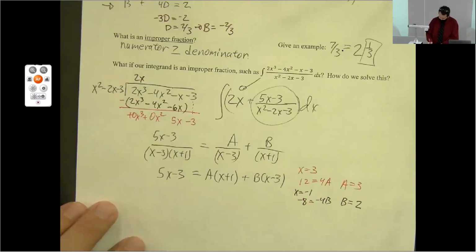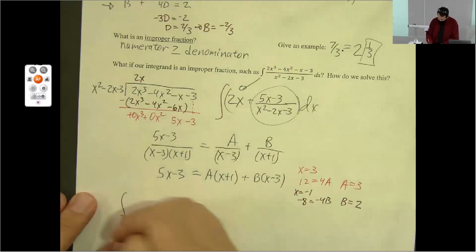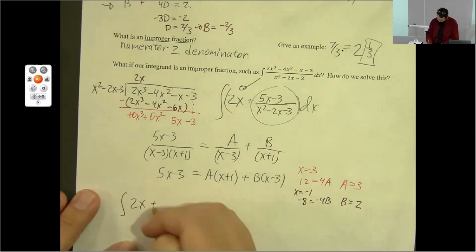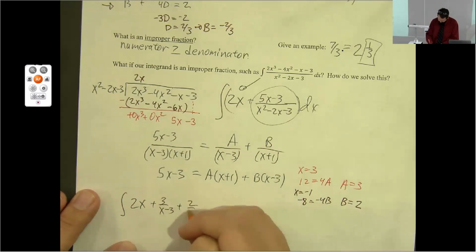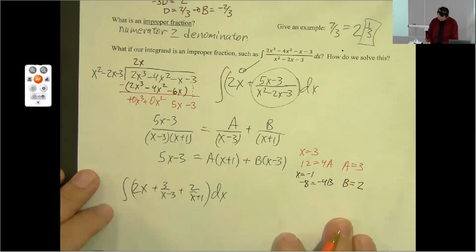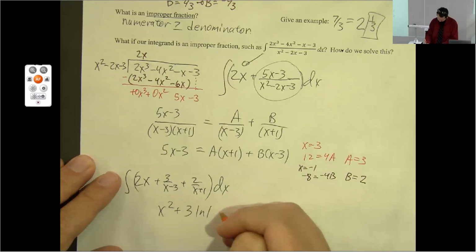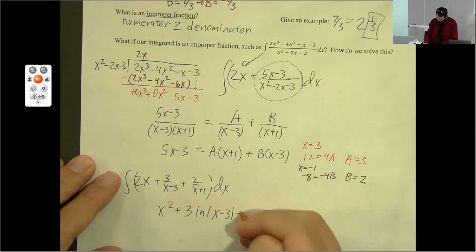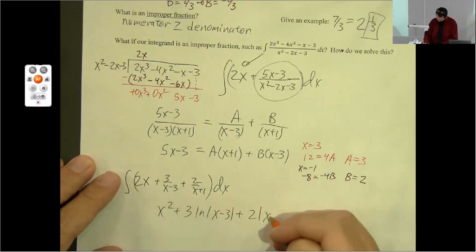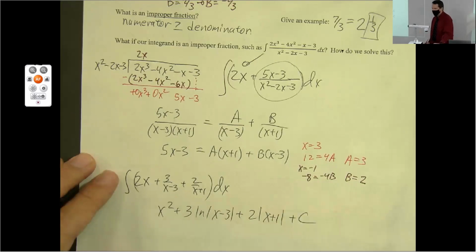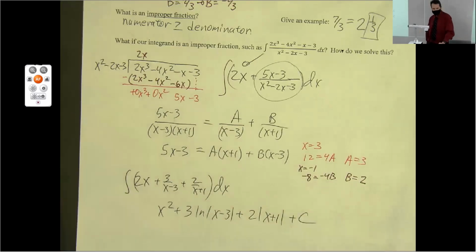So this nasty looking thing becomes a whole lot easier: the integral of 2x plus 3 over x minus 3 plus 2 over x plus 1, dx. And we got 15 seconds. We can do this. x squared plus 3 natural log of the absolute value of x minus 3, plus 2 natural log of the absolute value of x plus 1. It's an indefinite integral, so make sure you get your plus C. Booyah!